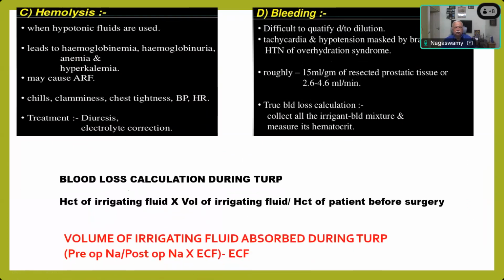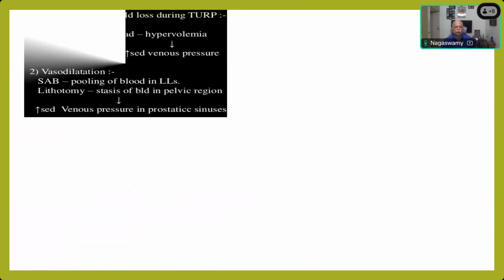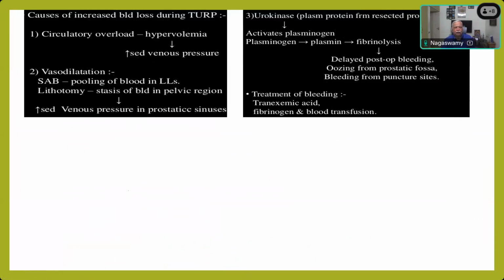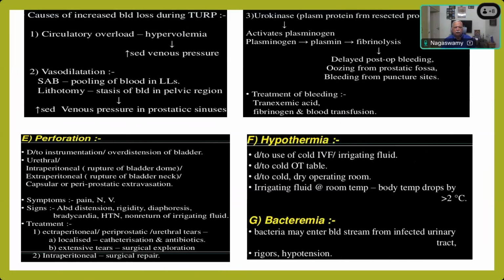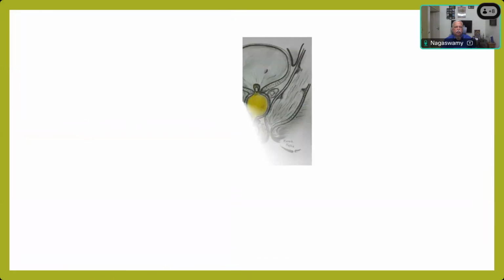Okay, that is what you have to do. And the volume of irrigating fluid absorbed can be calculated using the sodium value. Pre-op sodium divided by post-op sodium multiplied by extracellular fluid volume, and from that you subtract the ECF volume, then you will get the amount of fluid absorbed. The causes of bleeding: circulatory overload, vasodilatation, urokinase are the reasons. Perforation and bacteremia, hypothermia. These are all the complications.